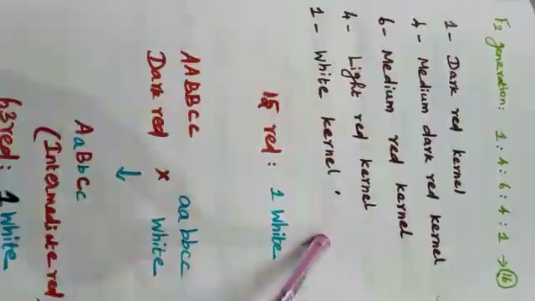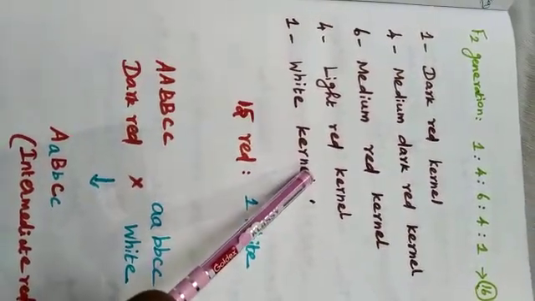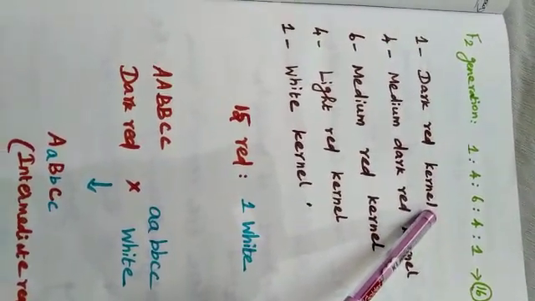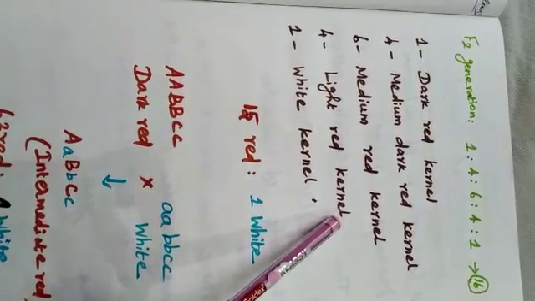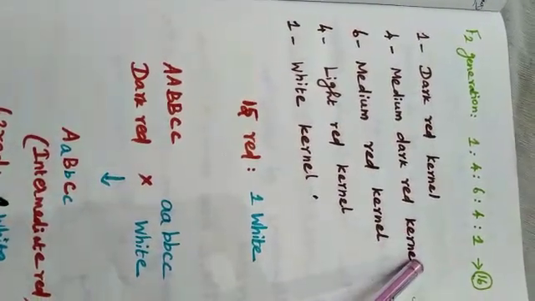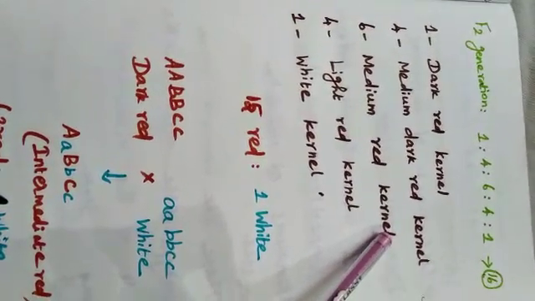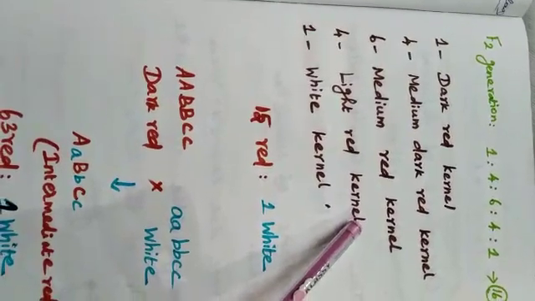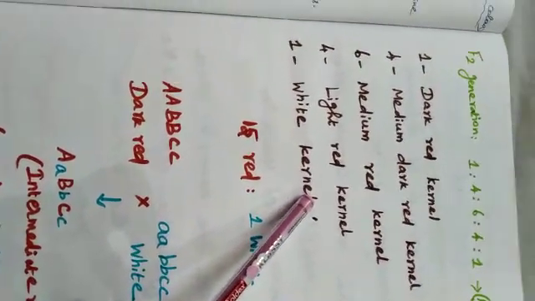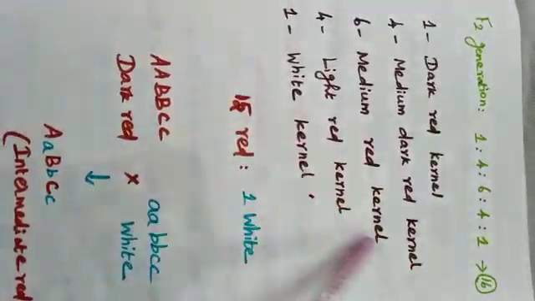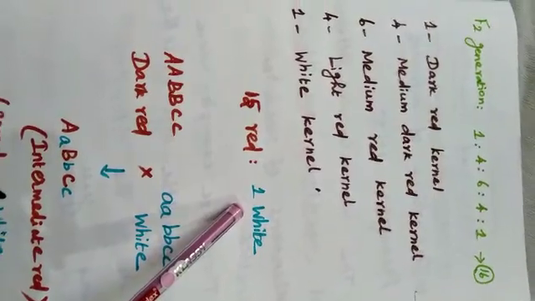In the F2 generation, out of 16, different shades of kernel color are produced. One is a dark red kernel, like the parent. Four are medium dark red, six are medium red, four are light red, and one is white. Medium dark red means three capital R alleles are present, medium red means two, and light red means only one capital R allele is present. White is the absence of capital R alleles. So many shades of wheat kernel are produced in the F2 generation. Out of 16, 15 are red kernel color and 1 is the parental white.